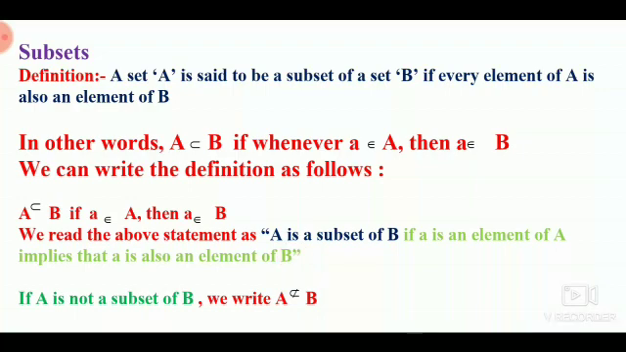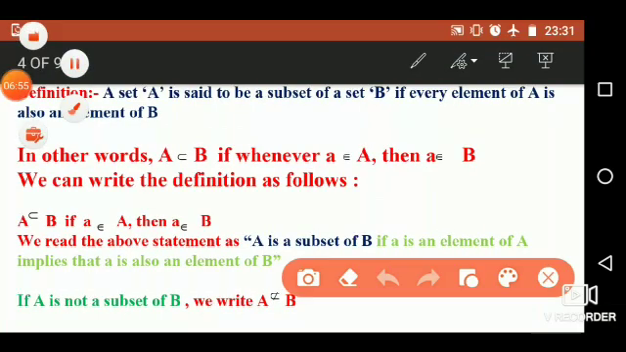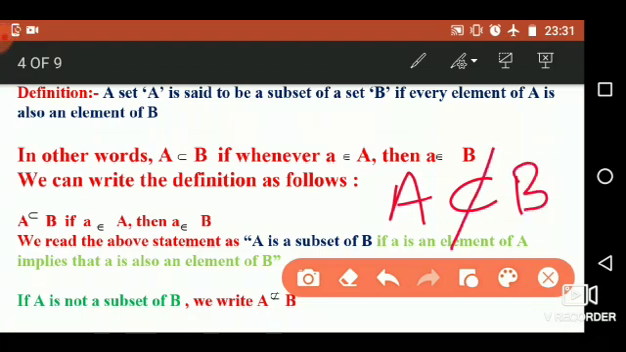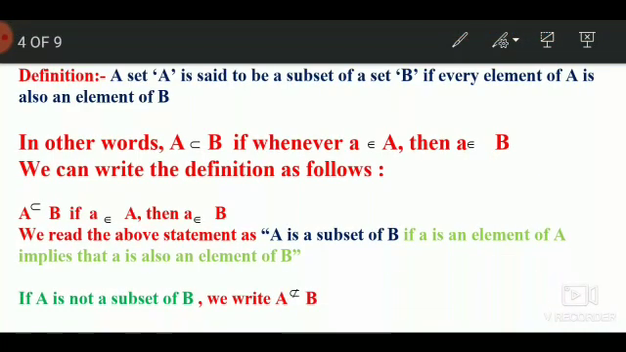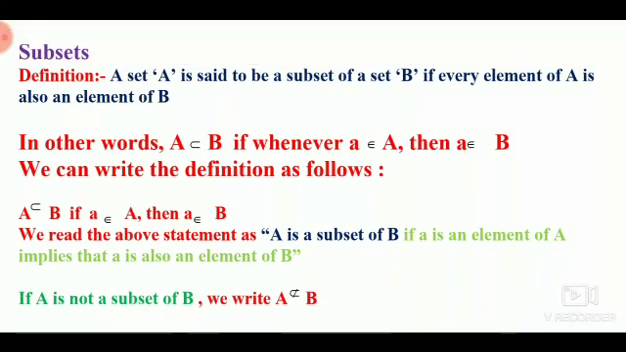Dear students, if A is not a subset of B, then we write A is not a subset of B. Here, if A is not a subset of B, it means any one or more elements of A are not there in set B. In such case, we can say that A is not a subset of B. Dear students, here you understood the meaning of subset. All the members of one set are there in another given set. Such sets are called subsets of a given set.